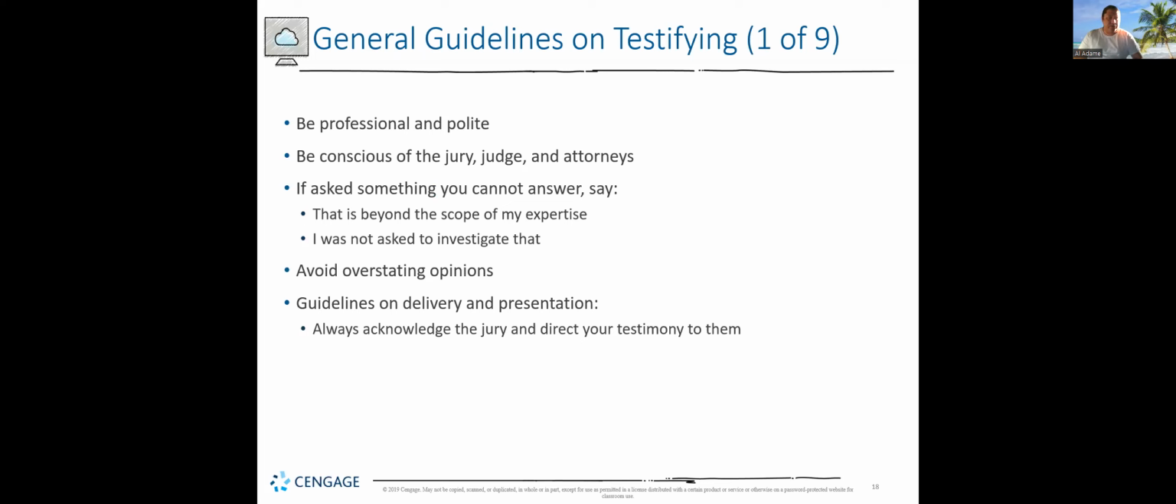Always acknowledge the jury and direct your testimony to them. It's a court of your peers. You're trying to influence them, not the opposing attorney.